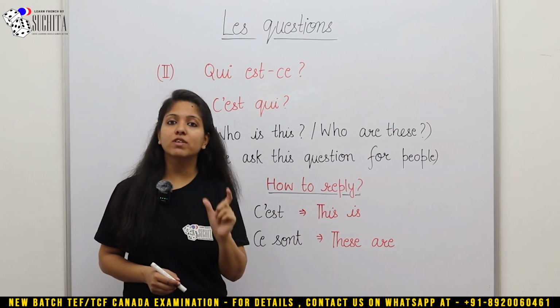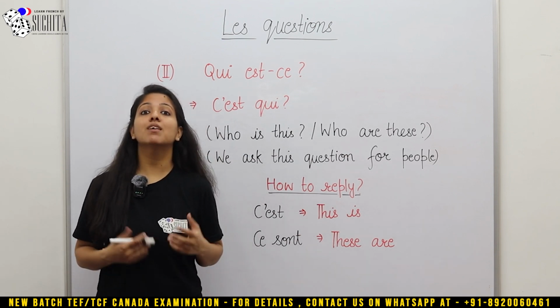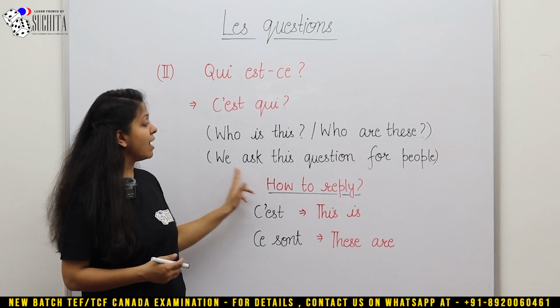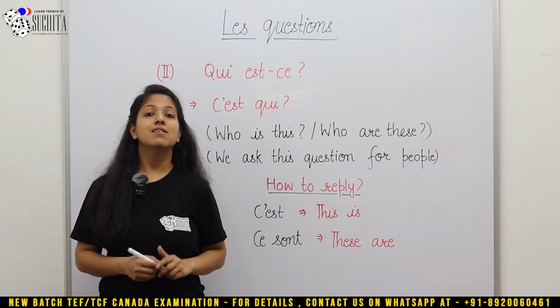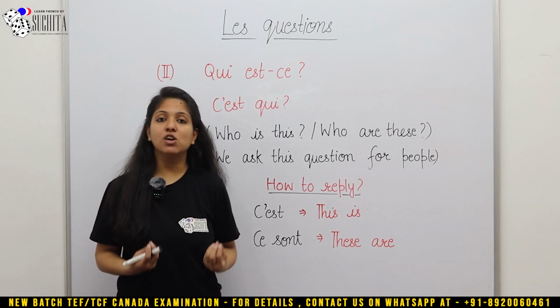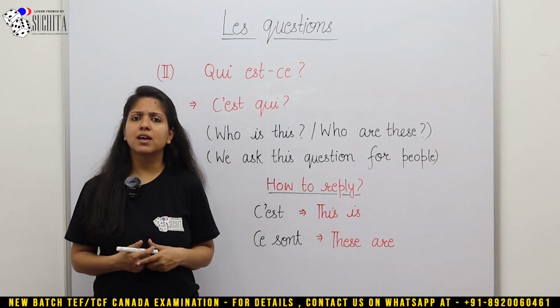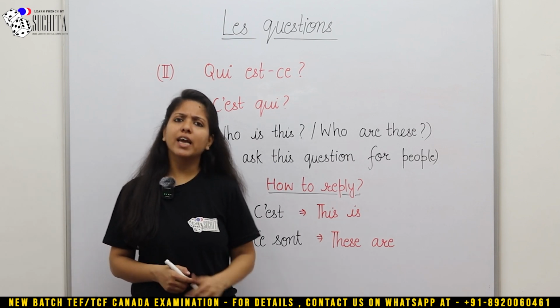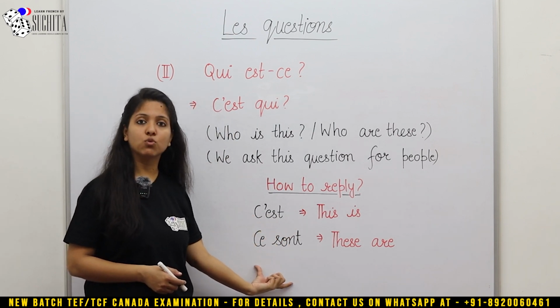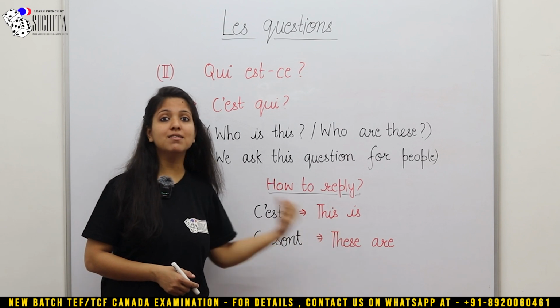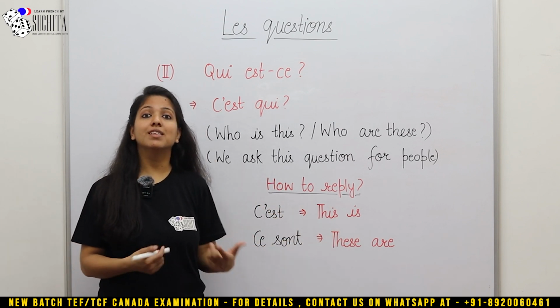So clearly we are using the word qui over here, which means who. So we ask this question for people, not for objects. Qui est-ce, c'est qui? Who is this? Who are these? How do you reply to this question? Again, you will need two things: c'est or ce sont. C'est, which means this is. Ce sont, which means these are.